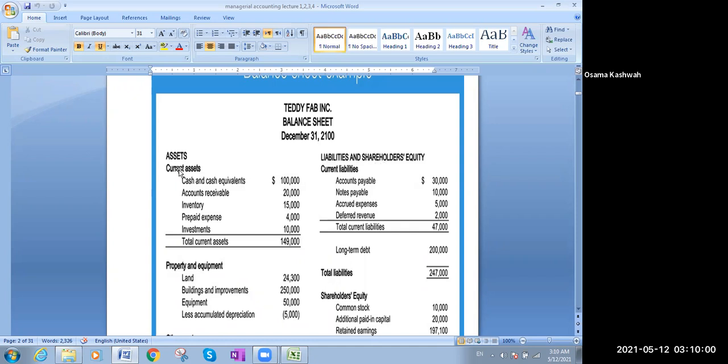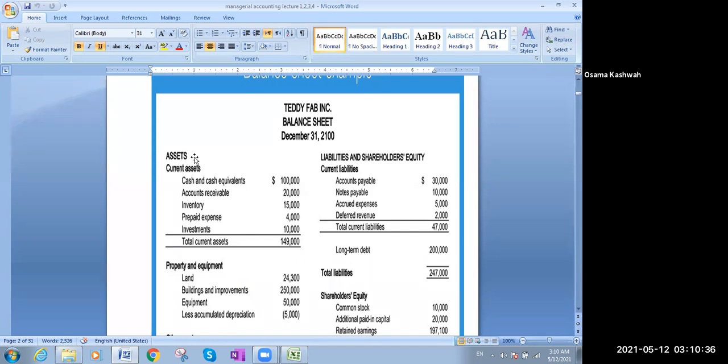The assets are always debits. So let's see what the assets consist of. Usually, if you start with the current assets, then there will be the current liabilities. So we have the current assets here: cash, account receivable, inventory, prepaid expenses, and investment. All this together makes the total current assets. As an example, 100,000 plus 20,000 plus 15,000 plus 4,000 plus 10,000 makes 149,000. This is the current assets.